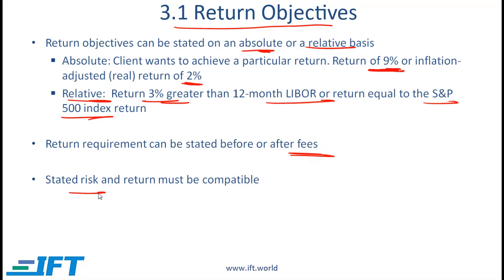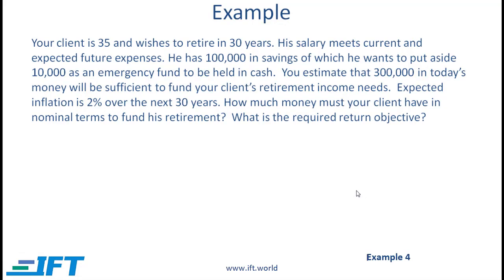The stated risk and return objectives must be compatible. It would not make sense that the risk tolerance is low, but we are seeking a relatively high return. I want you to work through this example and compute the return objective. This should look familiar. These kinds of questions you did in quantitative methods.